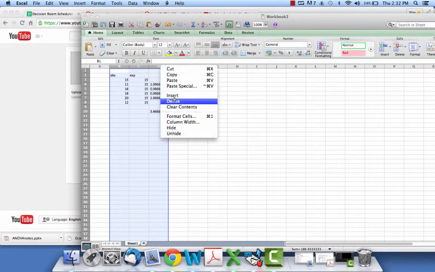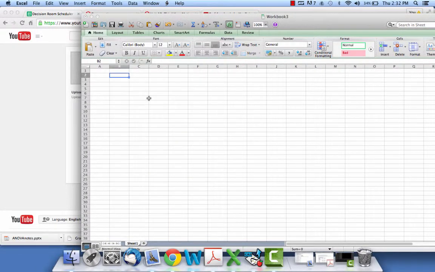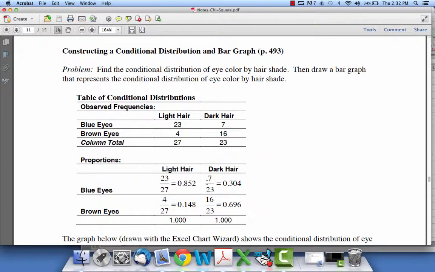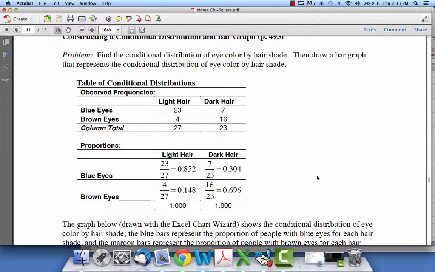Okay, so I'm going to just make something up. First I'm going to do it by hand. We have on our chi-squared notes here this made up thing about blue eyes and brown eyes. Apparently nobody in this story has green eyes or hazel eyes, but I'm going to make it light eyes, dark eyes, light hair, dark hair, and I'm going to make stuff up.